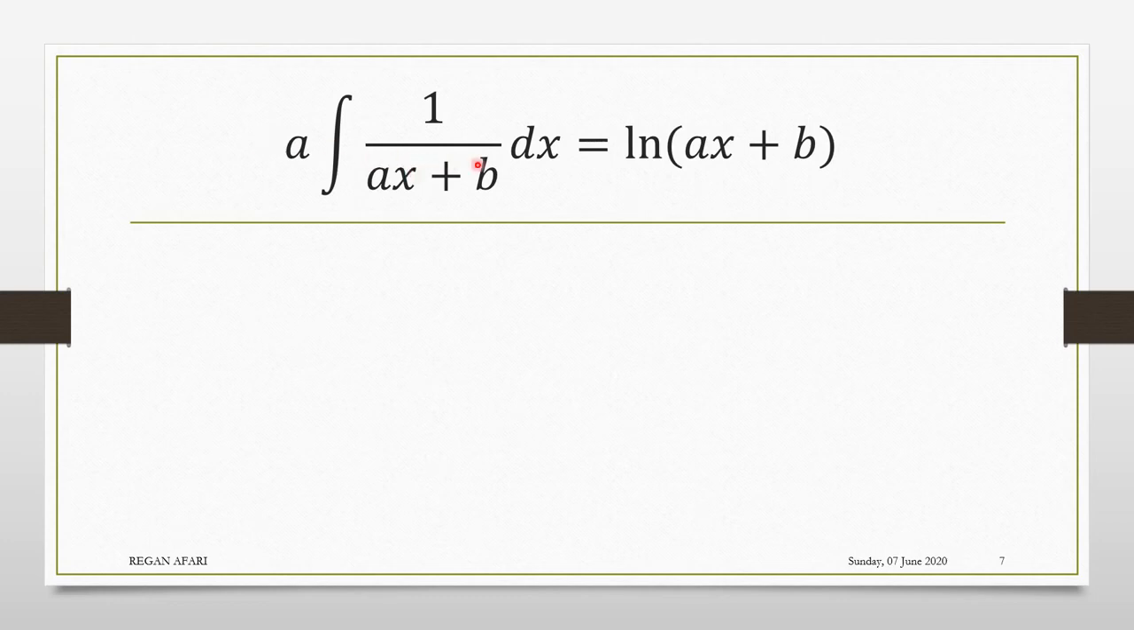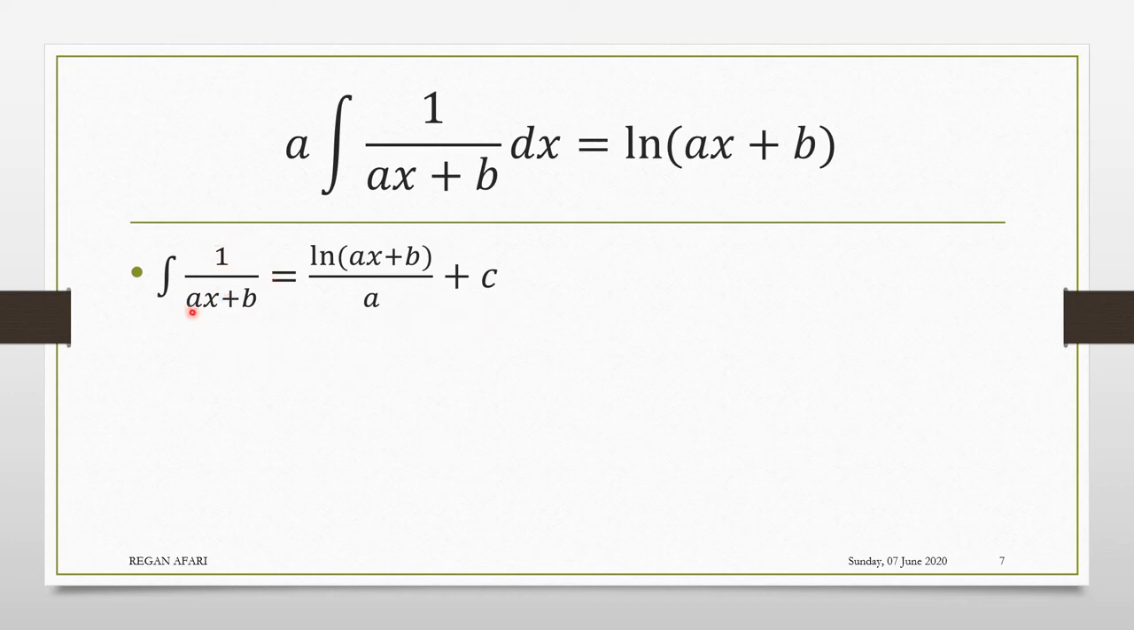So this is what we have. What we would want to do right now is to divide through by a. When that happens, we have ln|ax + b| all over a, plus c.